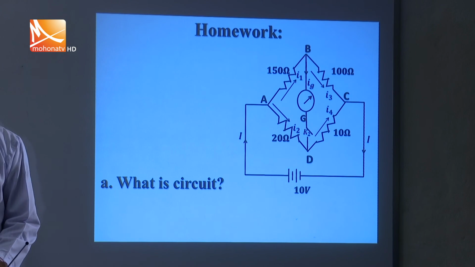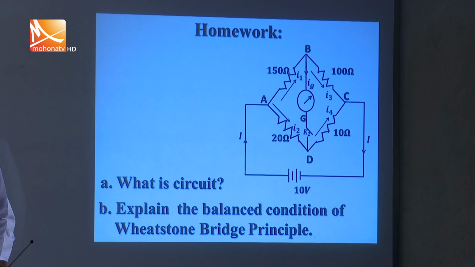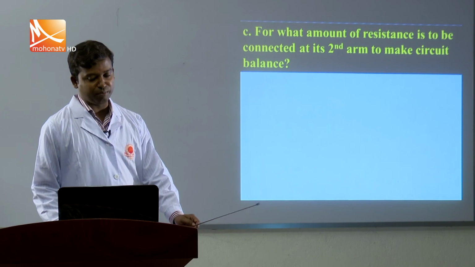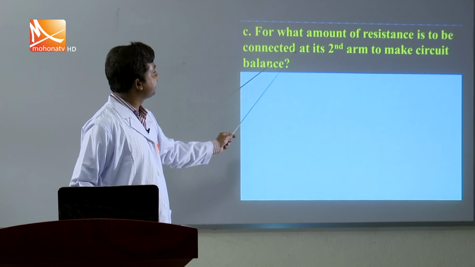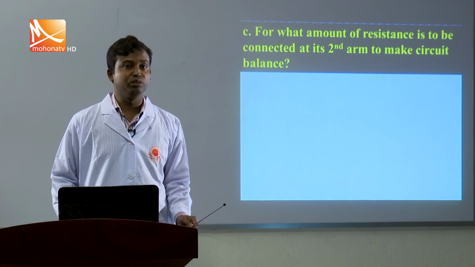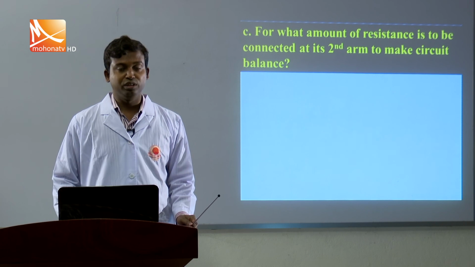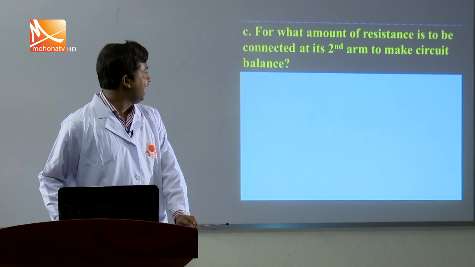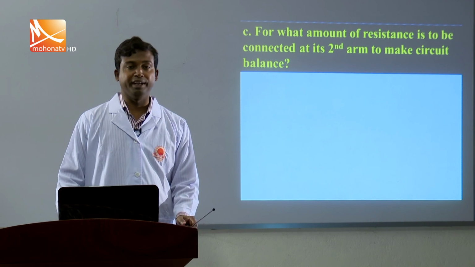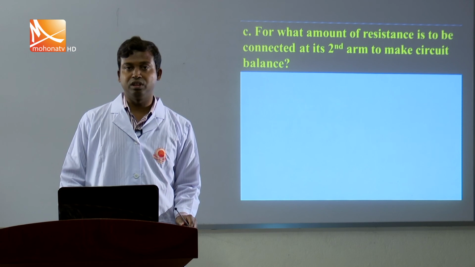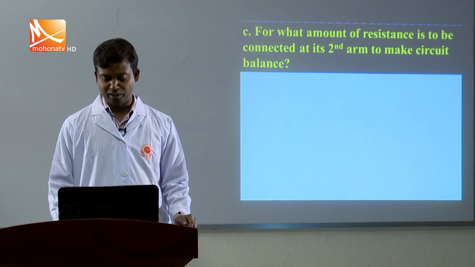Number 1, what is a circuit? Number 2, explain the balance condition of the Wheatstone bridge principle. Already I have told it in my lecture. And the third one is, what amount of resistance is to be connected to its second arm to make it balance? That means you have to verify PQRS, that is Q. You have to verify whether the resistance Q is accurate or not, and find the value of Q.